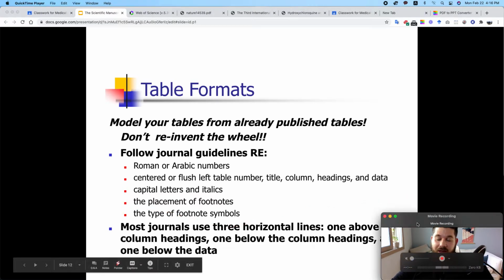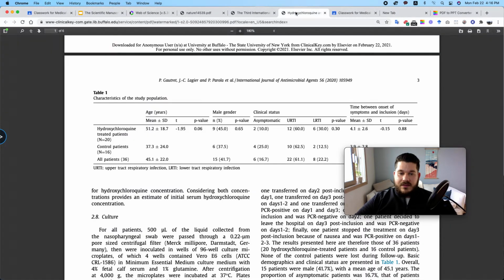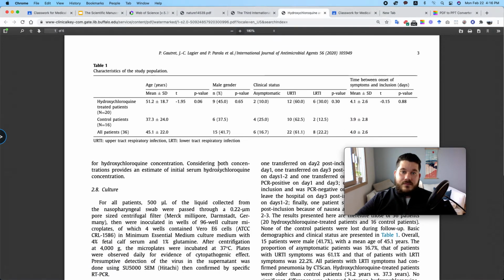Most journals also ask for you to add 3 horizontal lines, one above the column headings, one below the column headings, and one below the data. And this is a good example of this here. We have one line here, one line there, and a third line there. This helps you follow the information.